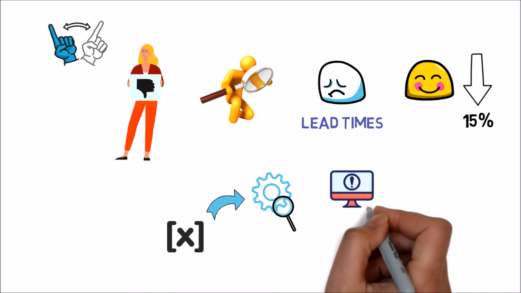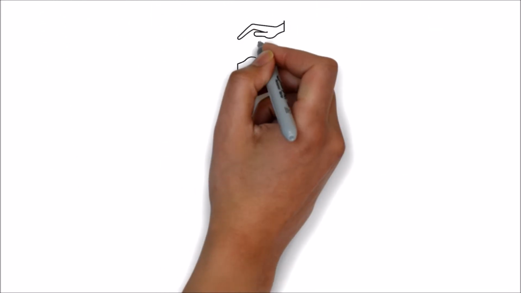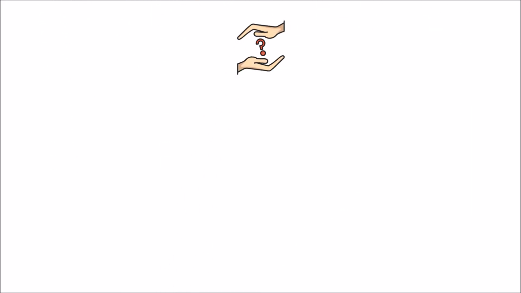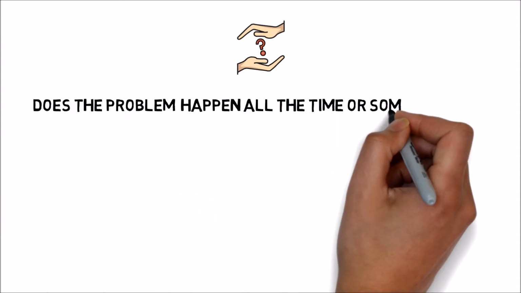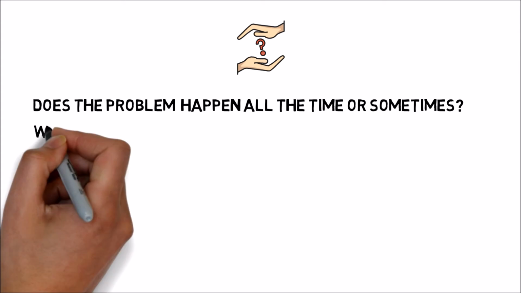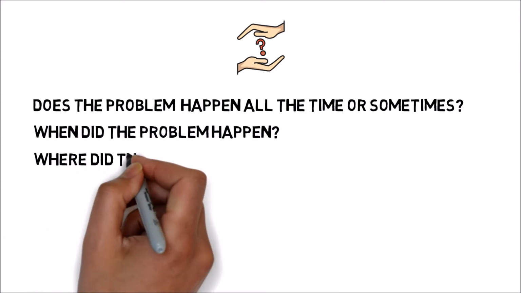On the other hand, defining a problem should not be difficult. This phase is only to ensure that you're addressing the correct issue. Below are 6 questions that could help you describe your operational problems. 1. Does the problem happen all the time or sometimes? 2. When did the problem happen? 3. Where did the problem happen?